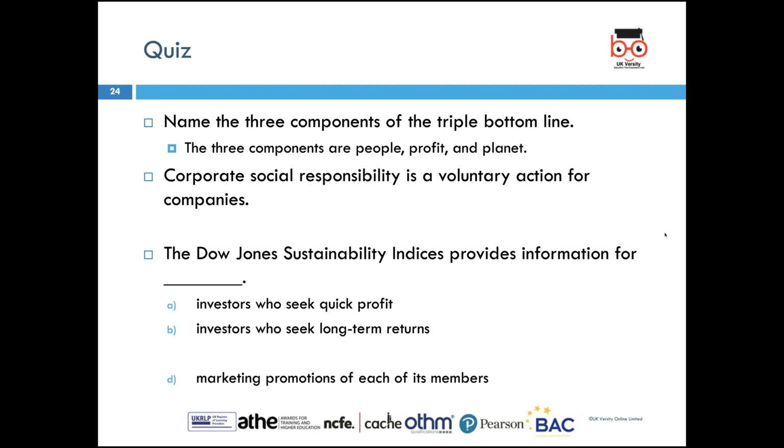CSR is not, as of now, let's put it this way. So first of all, let's look at the statement. Is CSR a voluntary action or a compulsory action for companies? In this case, I want to know whether this statement is true or false. Is it a voluntary action? True or false? Yes or no?